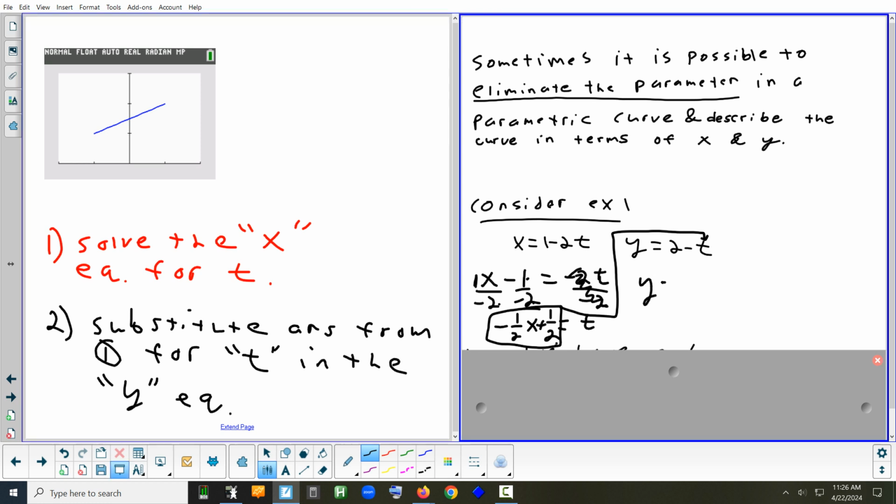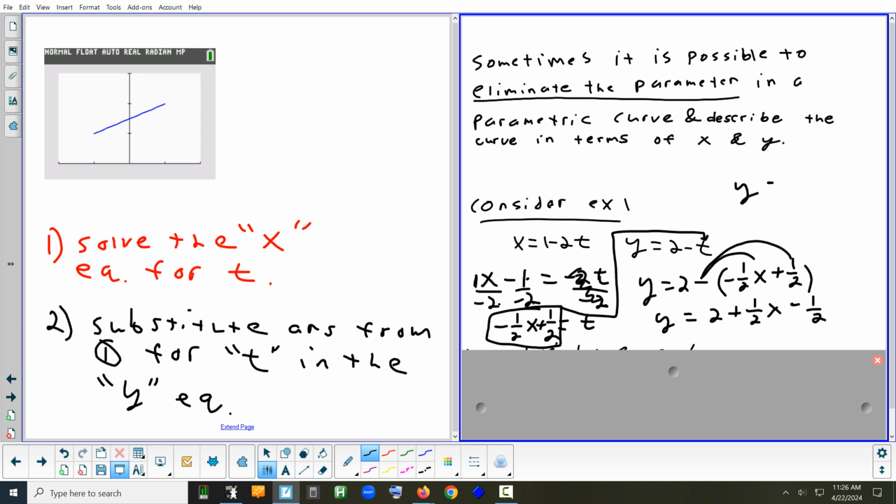So that's going to give me y equals 2 minus, and then what we had for t, we're going to fill that in. Remember, always put parentheses around something when you substitute. Negative 1/2 x plus 1/2. Okay, what do I have to do with this negative that's in front? Distribute. Yep, I got to distribute it. What's negative times negative 1/2 x? 1/2 x. And what's negative times positive 1/2? Negative 1/2.